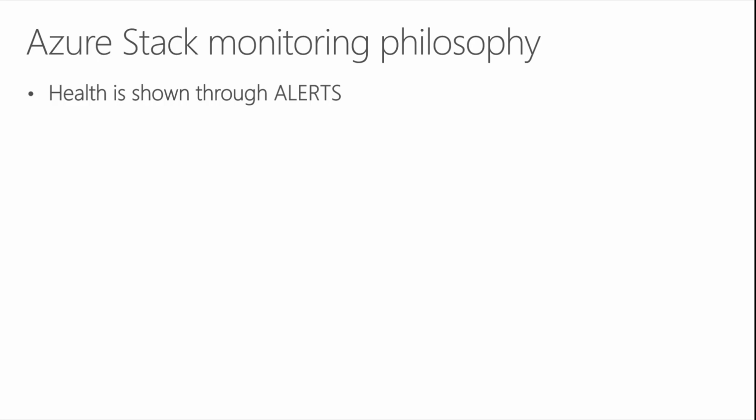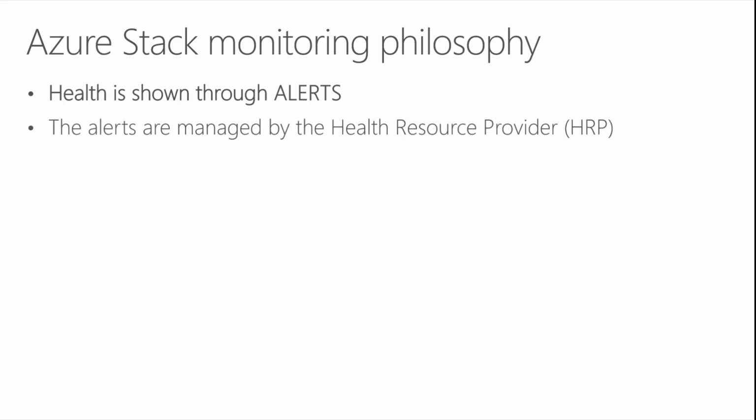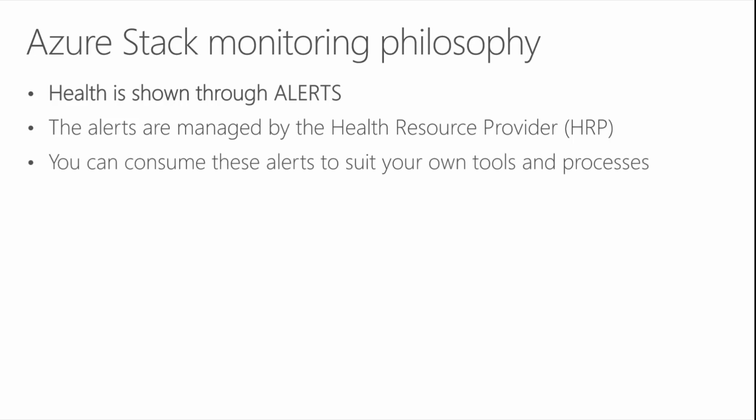So the health of the underlying stack is shown through alerts. This is all managed by the HRP, or the health resource provider. And then you consume these alerts to suit your own tools and processes. So you can use some of the tools that we're going to talk about and show, but also if you're clever enough and have the skill sets to make API calls, you can extract a lot of this information out as well.